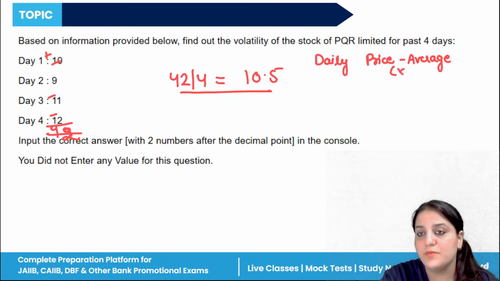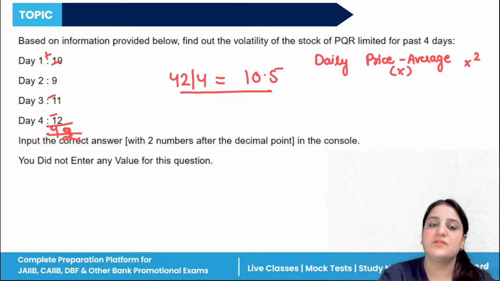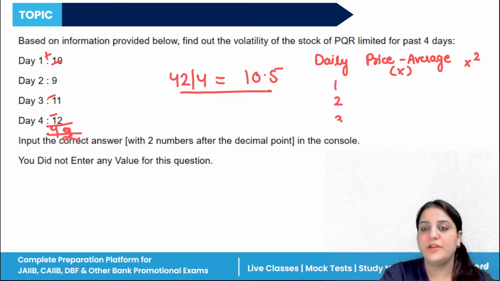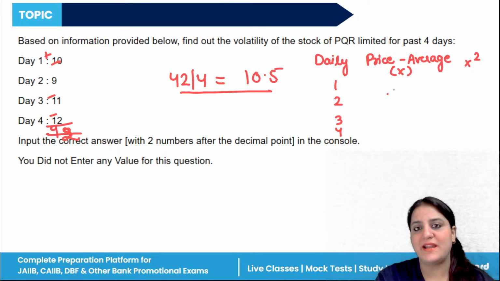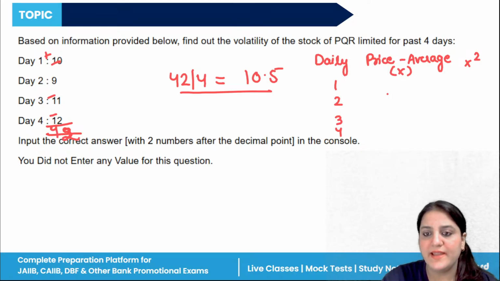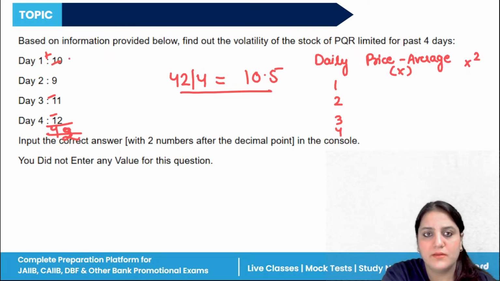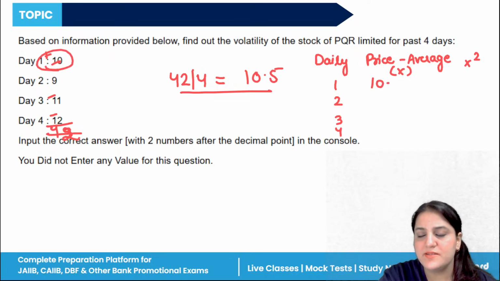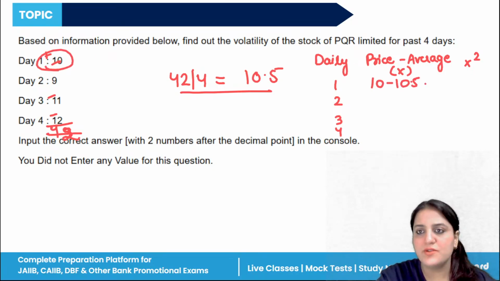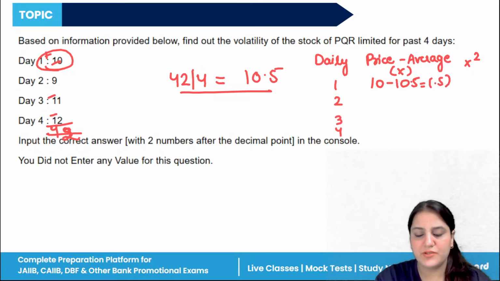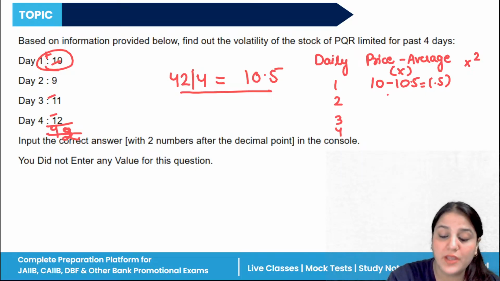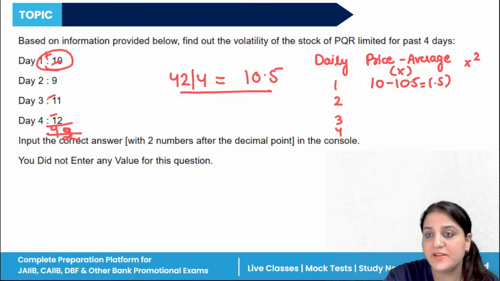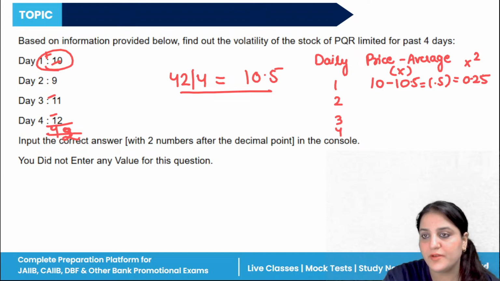That means if I assume this is x, I will write here x square. Daily volatility of 4 days is given. So the price here is 10. In that case I just have to do 10 minus 10.5, which is equal to minus 0.5. Okay, so I have to open my calculator. If I do the square of 0.5, that is equal to 0.25, correct?